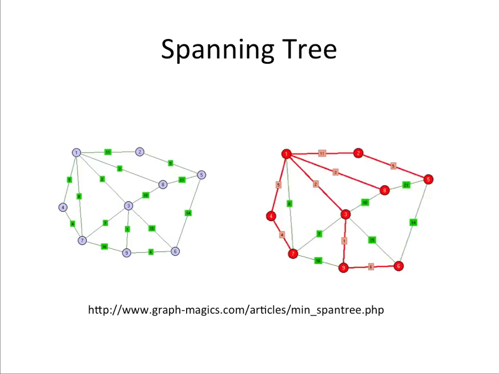How many edges are there on this red spanning tree? 8. Okay. So could you come up with a spanning tree that has more than 8 edges? Yeah. How would you do that?